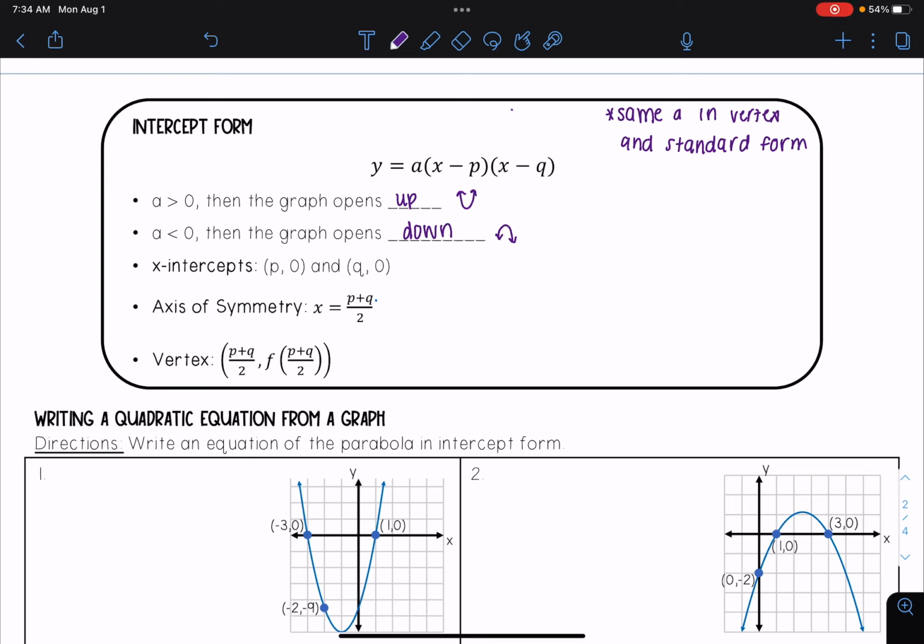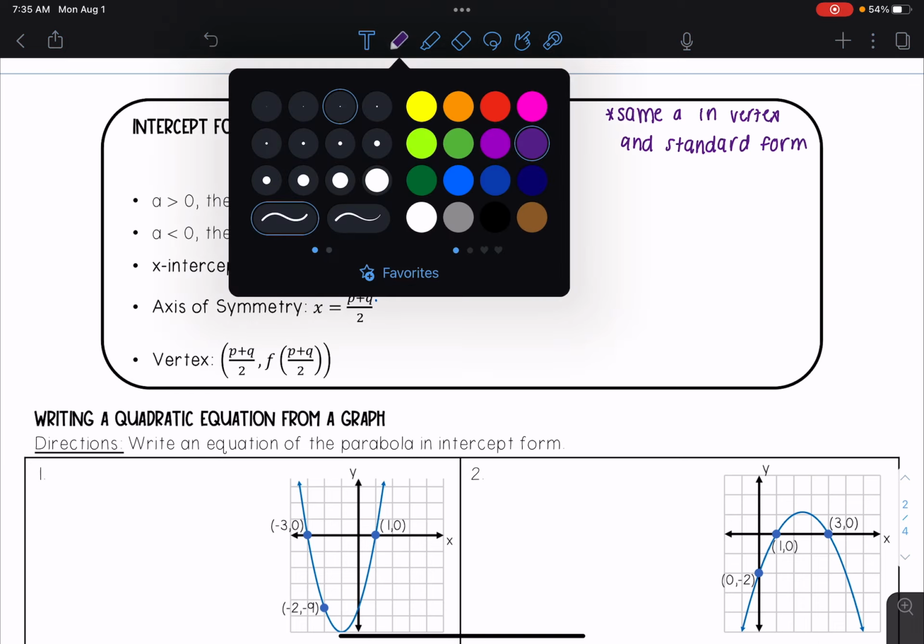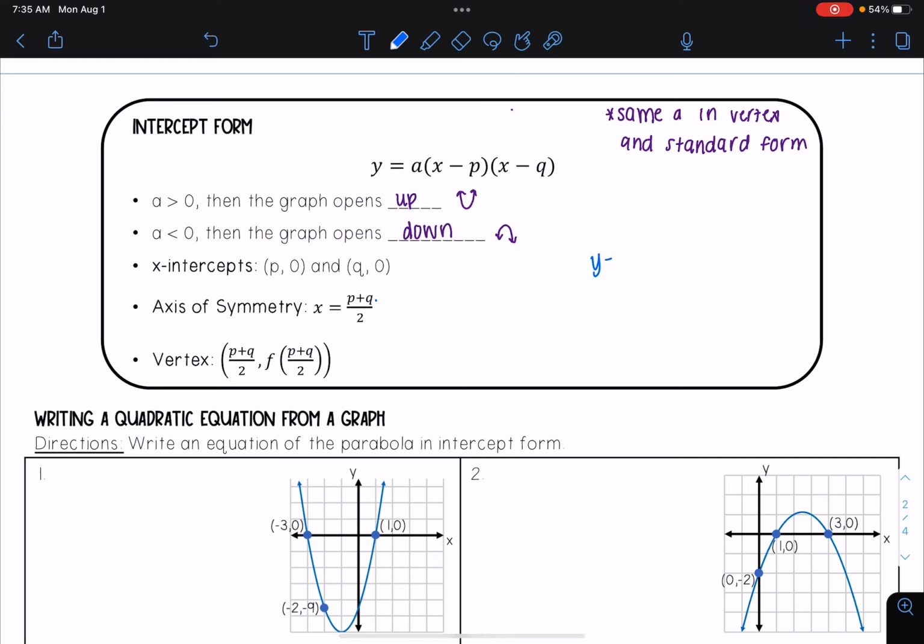And then something that's unique to this form is that it actually tells us what our x-intercepts are. So here our x-intercepts are p, 0 and q, 0. And so just like from vertex form, it's really going to be the opposite sign as you see in here. So for instance, let's say I had y equals x minus 1 and x plus 4. That would mean my x-intercepts would be 1, 0 and negative 4, 0. So I take the opposite sign of what I see in those parentheses.